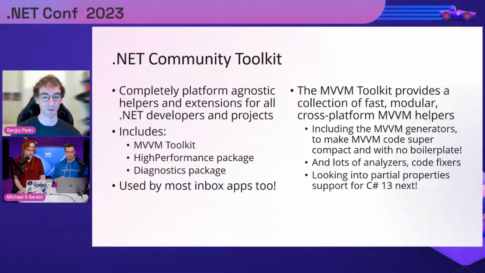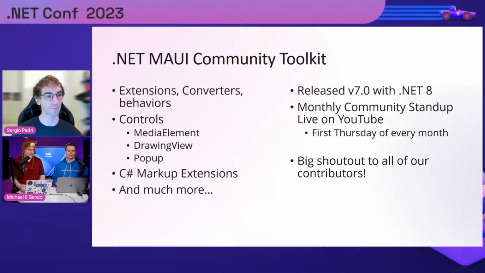And next, I also wanted to call out, we're looking into supporting partial properties, fingers crossed for C# 13, in the .NET Community Toolkit, because I know that's probably one of the most requested features. So we're definitely going to look into that as soon as they become available. And with that, I'm going to hand that back over to Gerald to talk about the MAUI Community Toolkit.